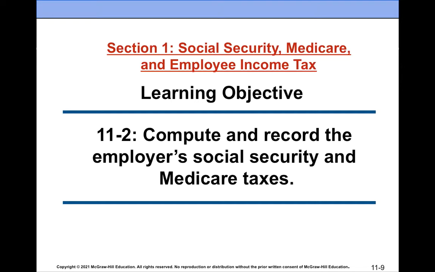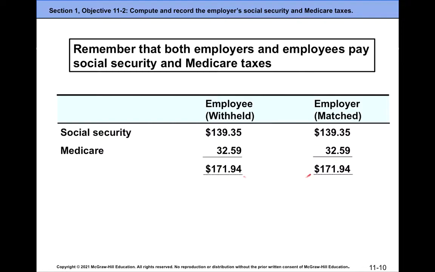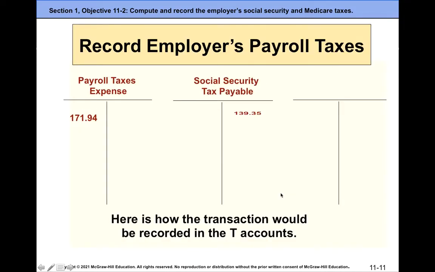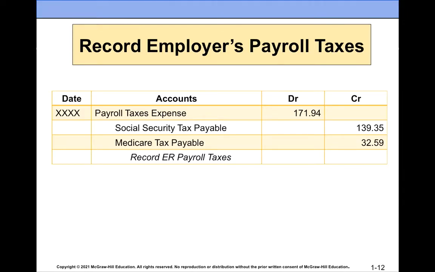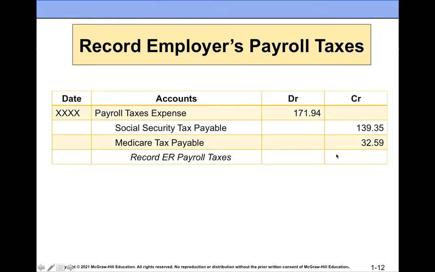Okay, so for employer Social Security and Medicare, you don't really have to calculate it. You just match it. So if we withheld from employees $139.35 in Social Security taxes, we just match the amount. It's 6.2% on earnings up to the cap, and Medicare is 1.45%. So together, this is $343.88. So this is a journal entry. The employer matches Social Security and Medicare, and this is how we record it.